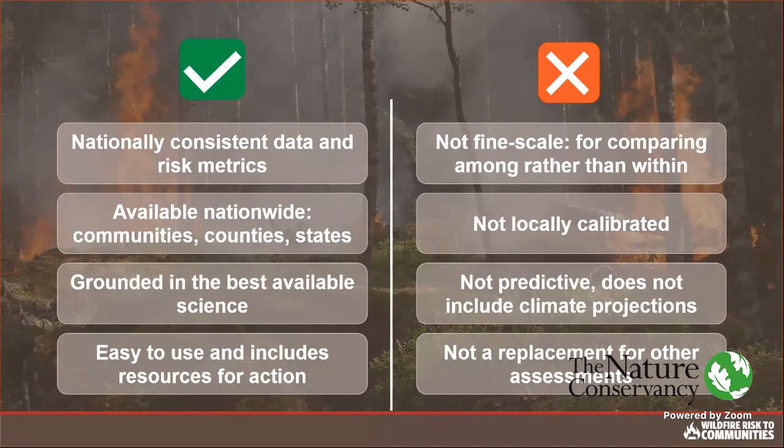So I just want to make a few points about what the site is and what it isn't. On the left, we use nationally consistent data and processes and risk metrics. So the data is comparable from city to city, from county to county, and from state to state. The data is available nationwide, all 50 states, in communities, counties, and states. We use the census designated places. So there may be a few communities that didn't make it into the census designated places, but you're going to find most of the communities you can imagine.